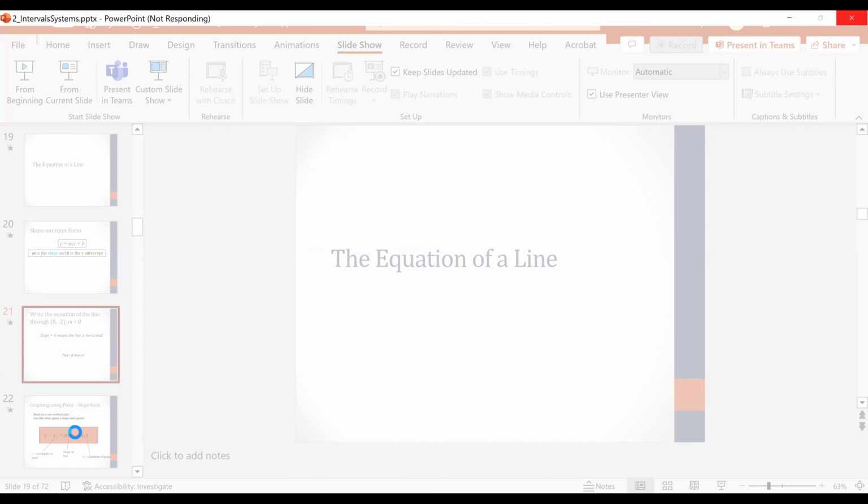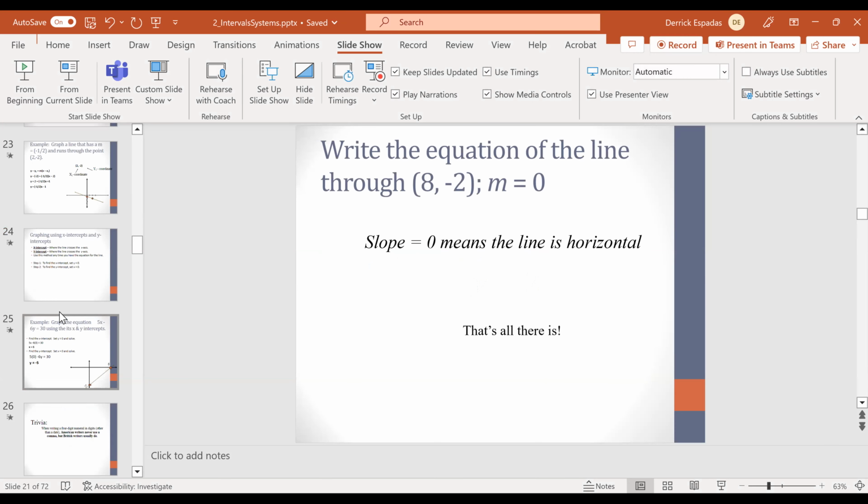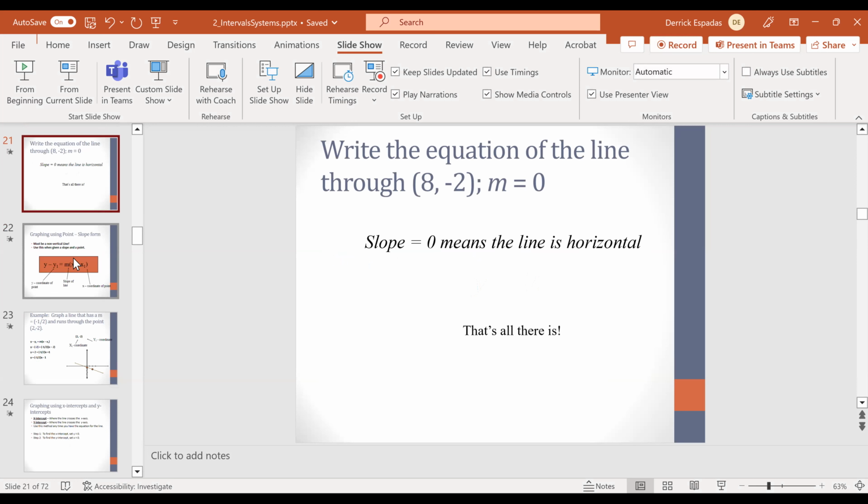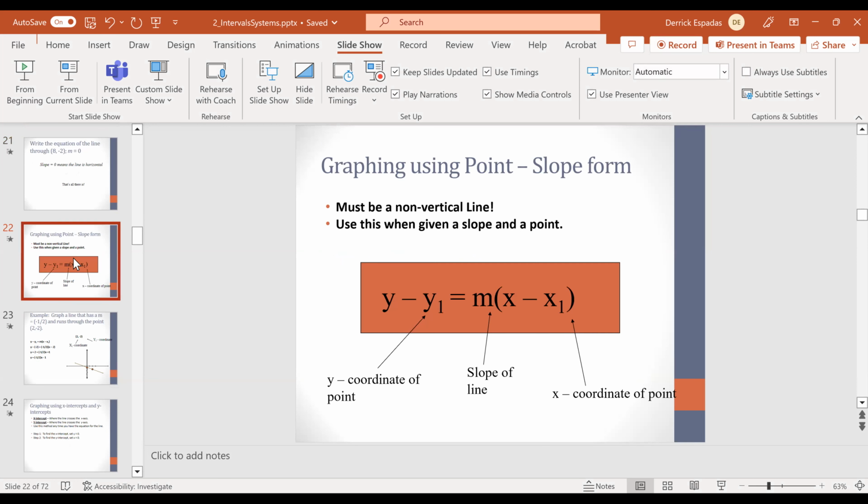So, like I said, there's another form of how we normally graph a line. This is called point slope form. When we use point slope form, we have a point and a slope. This one's not that complicated, but we're going to have our good friends here, y1, x1.